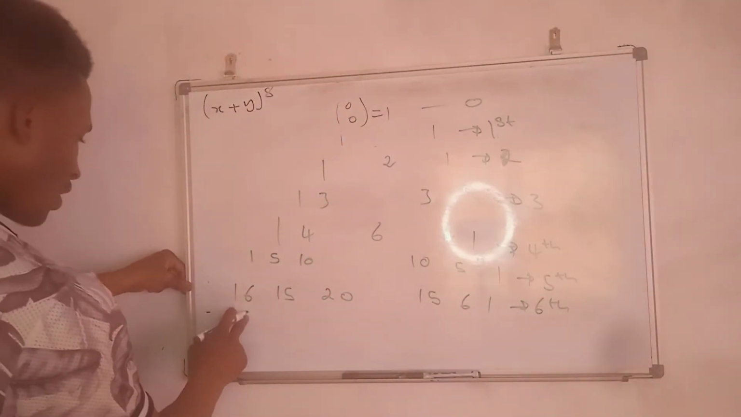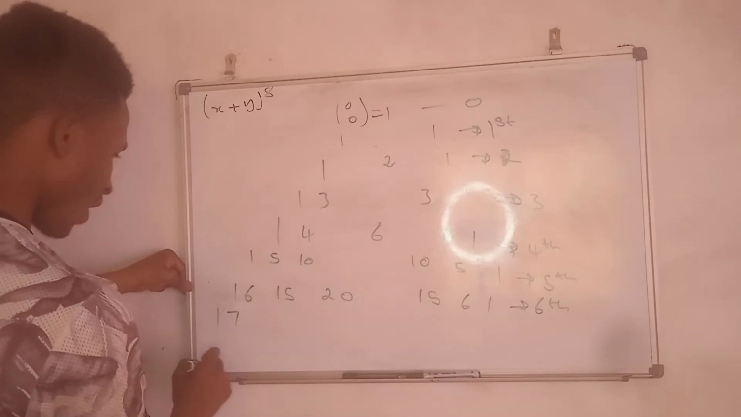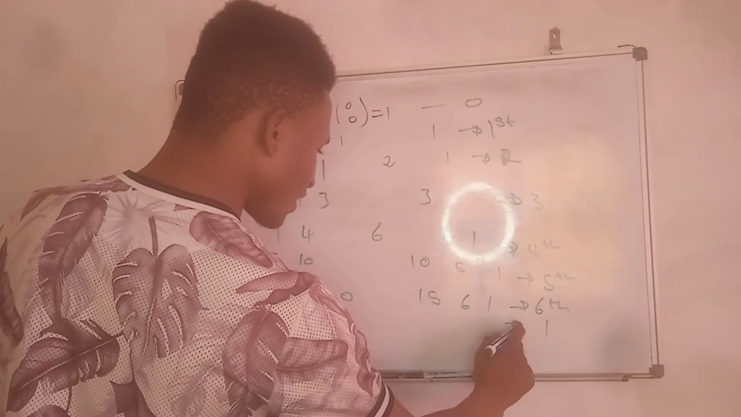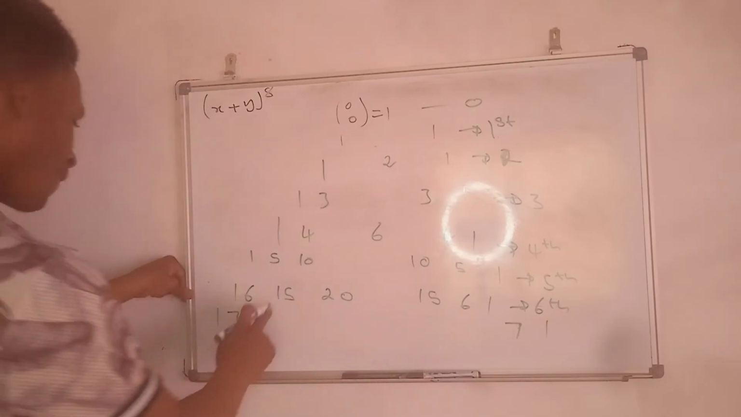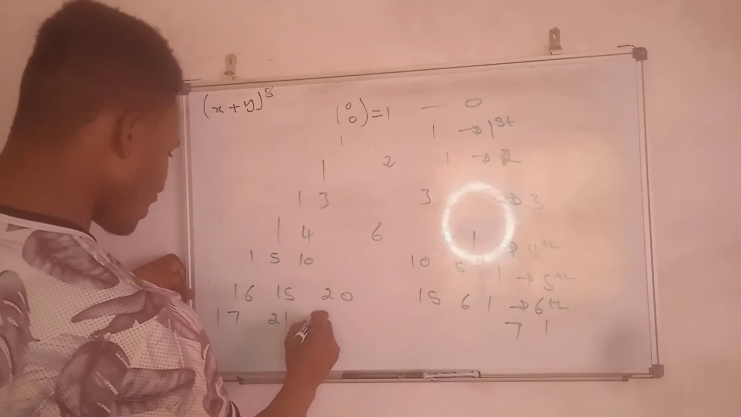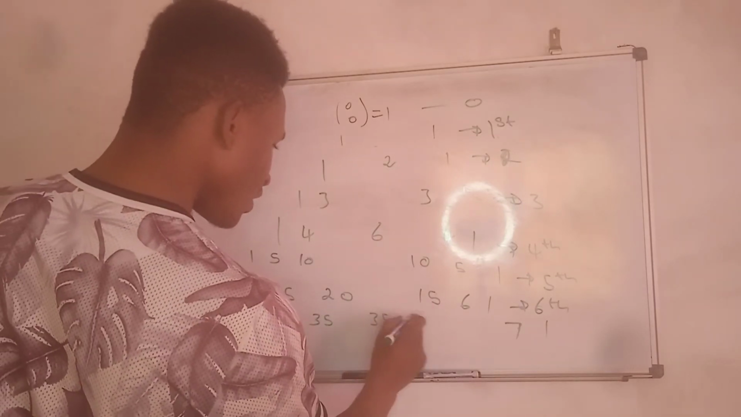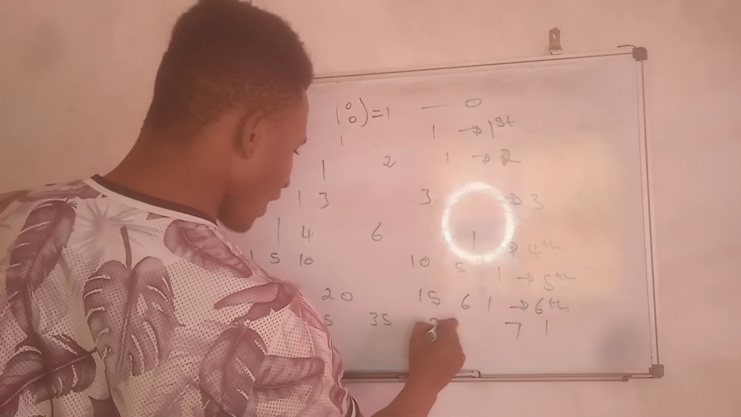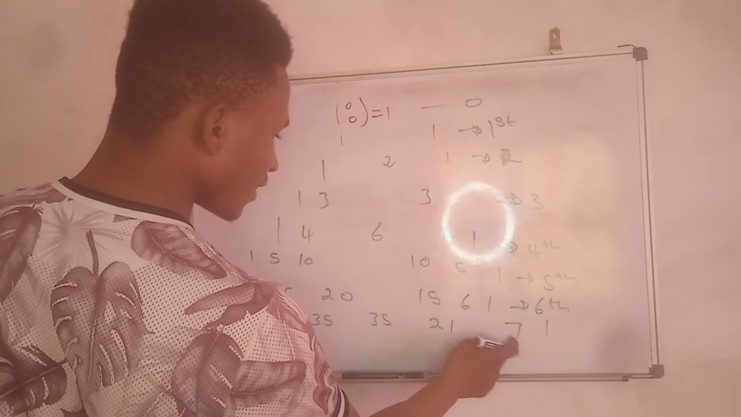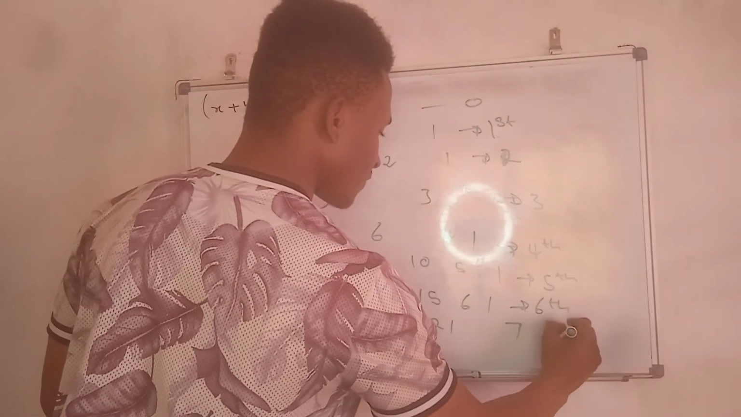So 6 plus 1 is going to be 7, and I'm adding 1. And then 6 plus 1 is going to be 7, but I'm adding 1 again, even this side. So 15 plus 6 is 21. 20 plus 15 is 35. 20 plus 15 is 35 again. 15 plus 6 is 21. 6 plus 1 is 7, and then I'm adding 1. So this is my 7th.